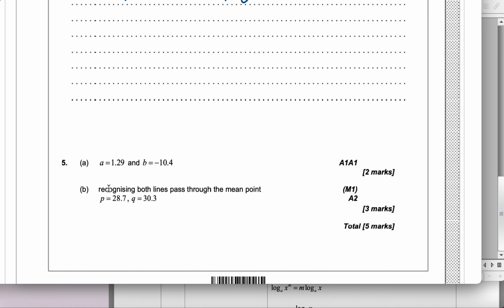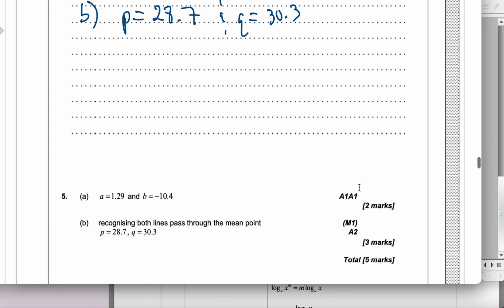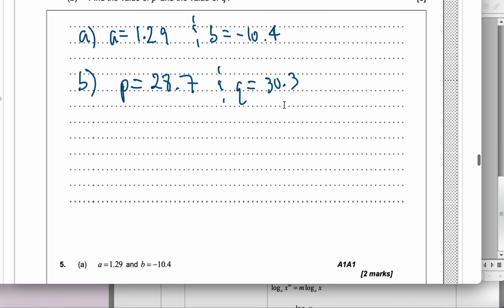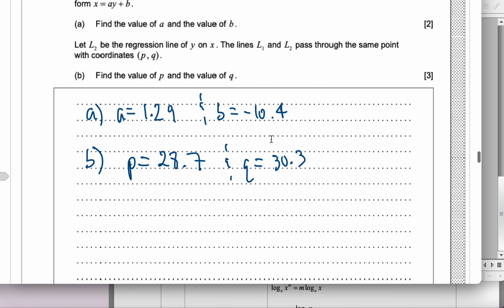Okay, now you could maybe write this, which I didn't. Recognizing both lines pass through the mean point is a method mark. I didn't state that. Because it's in parentheses, it's assumed if these are right, you would get that mark, but maybe write it down in case you make a calculator mistake. Okay.